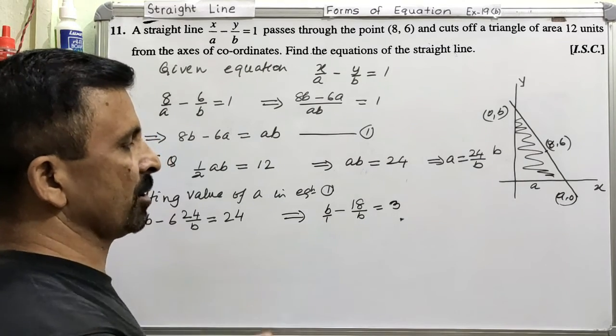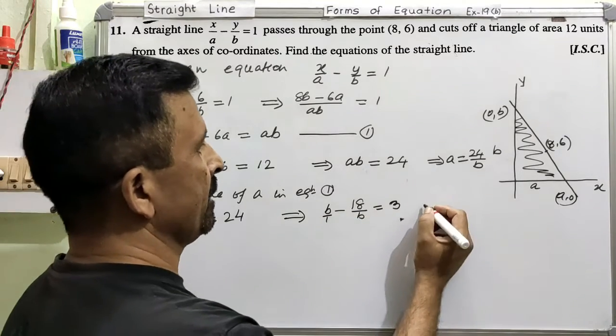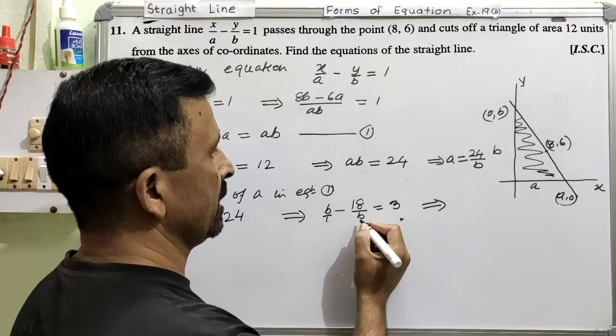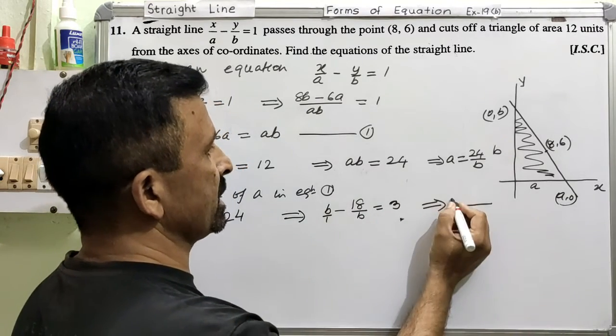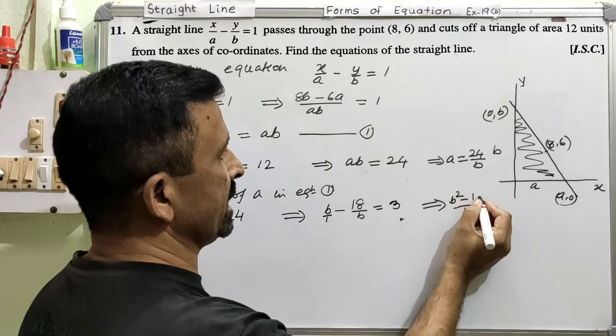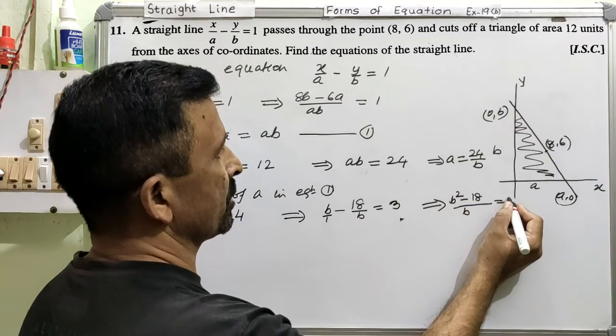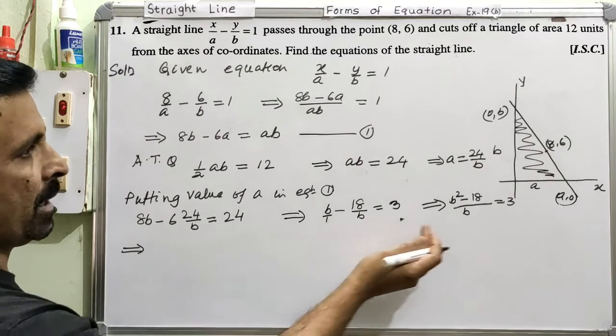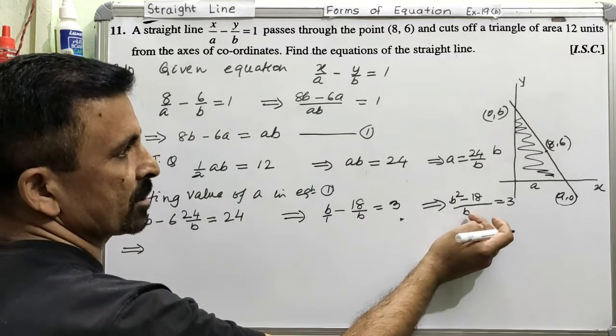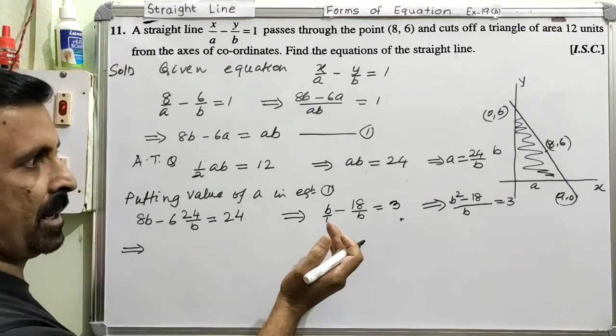And now simplify. So I can make this also as a fraction. Let us simplify. So the next step is LCM of these two will be b, and this is b square minus 18 is equal to 3. Now simplify one more step. This b will be multiplied by 3, so it will become 3b, and that 3b I will bring to the left hand side.